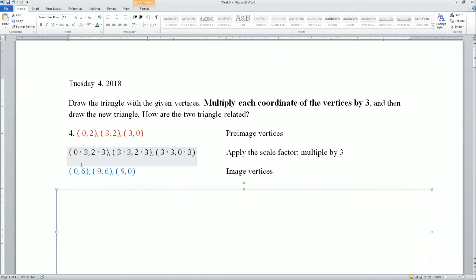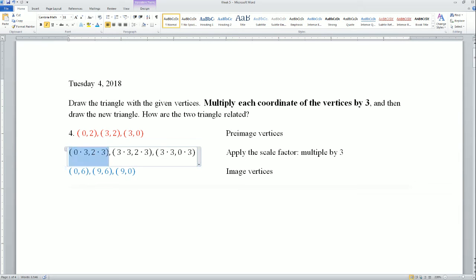0 times 3 is 0. 2 times 3 is 6. 3 times 3 is 9. 2 times 3 is 6. 3 times 3 is 9. 0 times 3 is 0. Okay? So after I apply the scale factor, I simplify each expression and I got this. This is my new image. This is the image of the vertex.